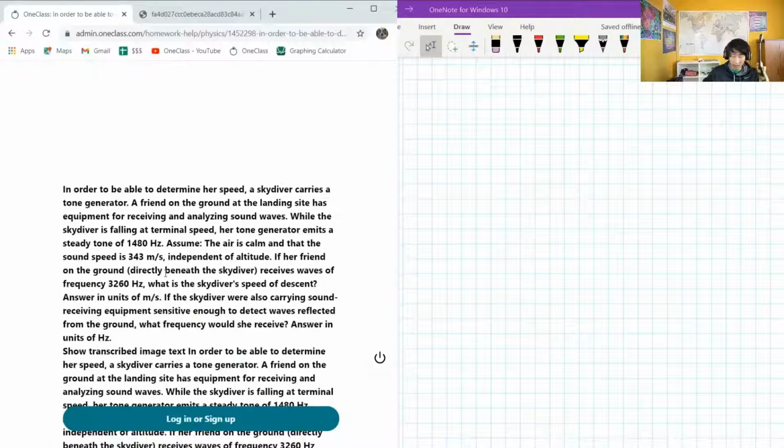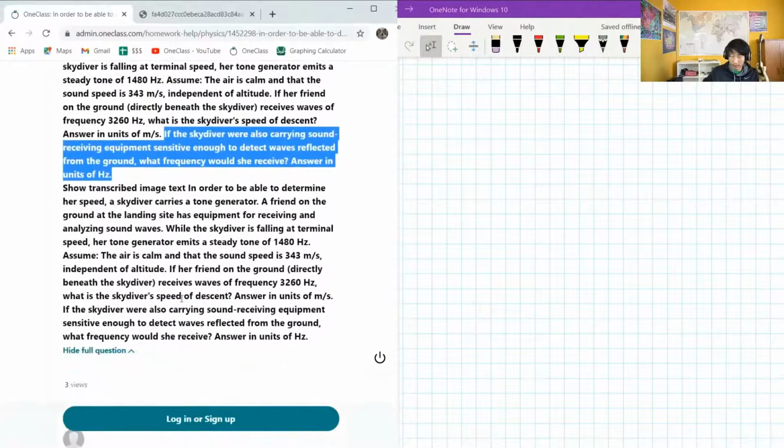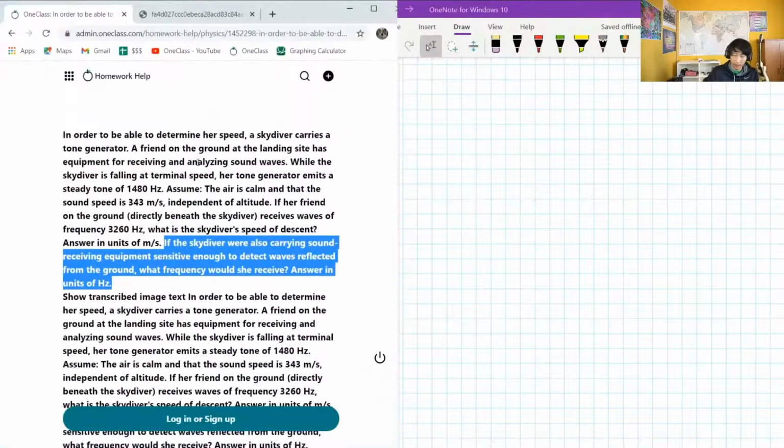That's not the case in real life, but that is an assumption that we need to maintain for this question. If the friend on the ground receives waves of frequency 3260 hertz, we need to figure out the skydiver's speed of descent. So this is the first part of the question, and the second part of the question is we're trying to figure out the reflected frequencies, but we'll get to that when we get there.